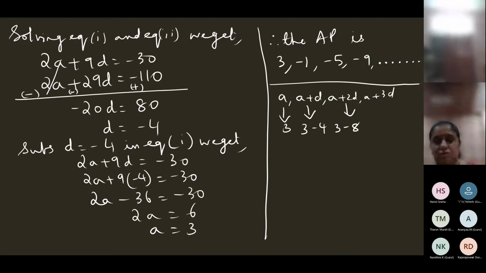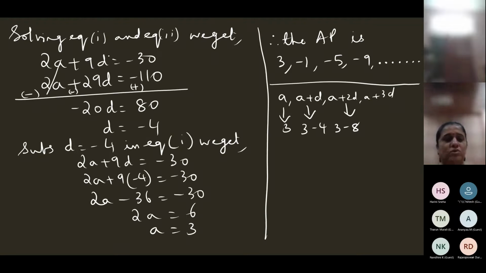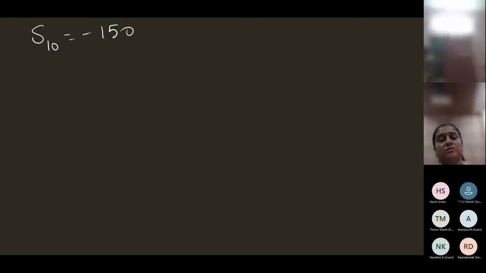Yes, ma'am. Okay. Now the alternate method. The first equation is the same, children. What was given? Sum of the first 10 terms is minus 150. Okay, this equation will be the same. 2a plus 9d is equal to minus 30. Okay, I'm talking about the second one.